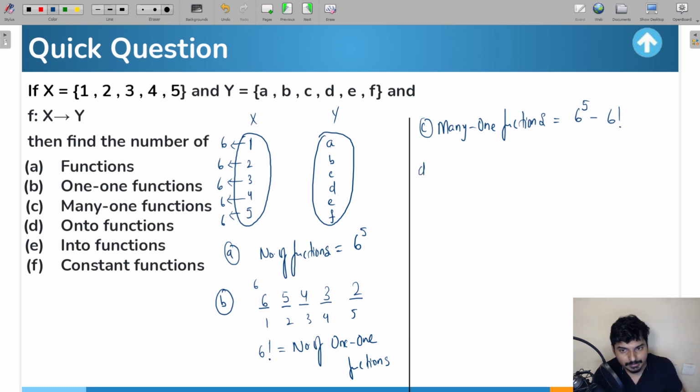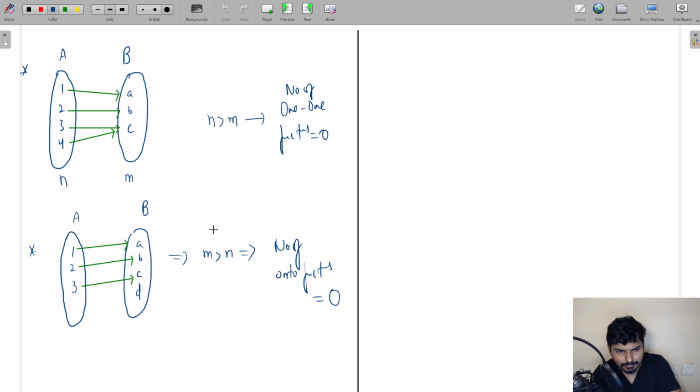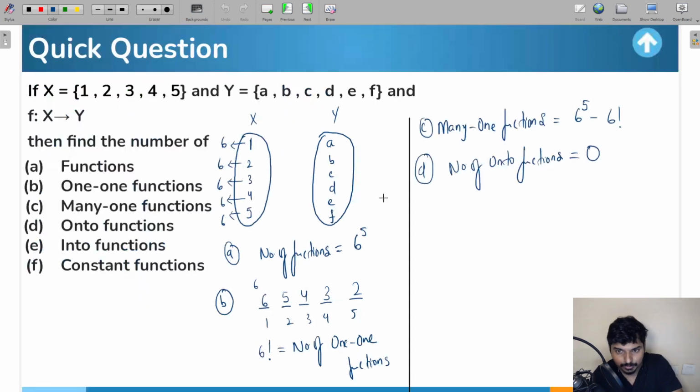Now the question part D, how many onto functions are you going to get? You can clearly see the second set has more elements than the first set. In such a case, the number of onto functions is simply going to be 0, because, as I told you, in fact we have done an example, whenever the second set contains more elements than the first set, onto functions are not going to be possible. So here also the number of onto functions is going to be 0.